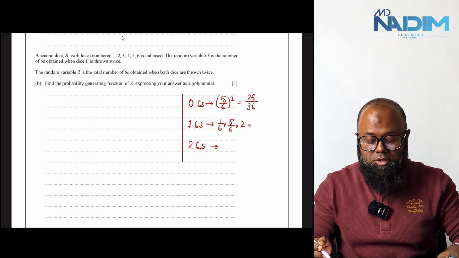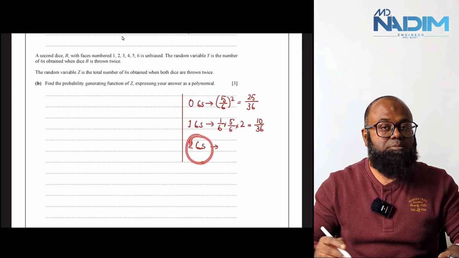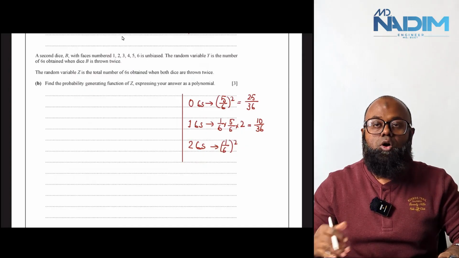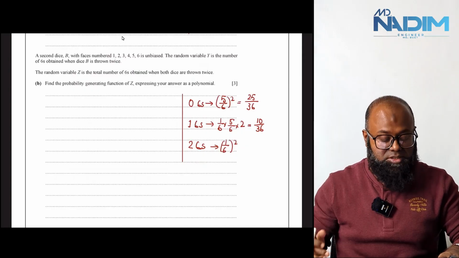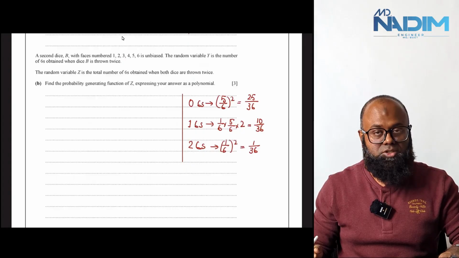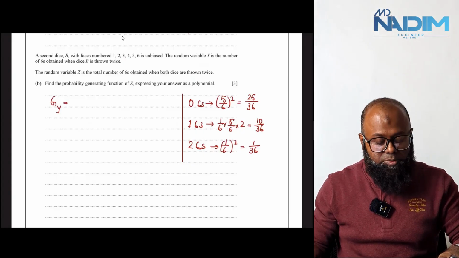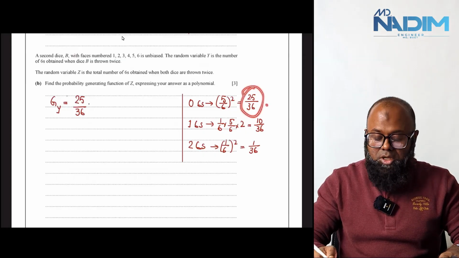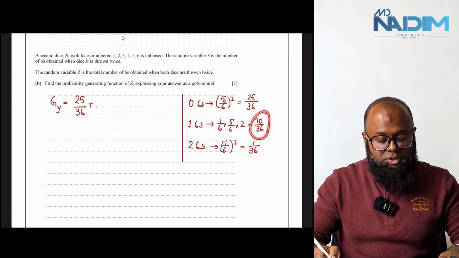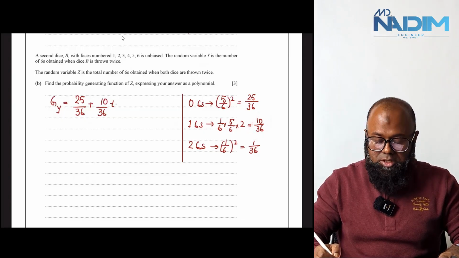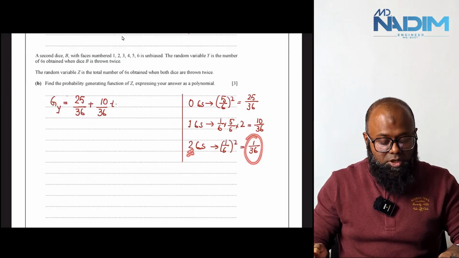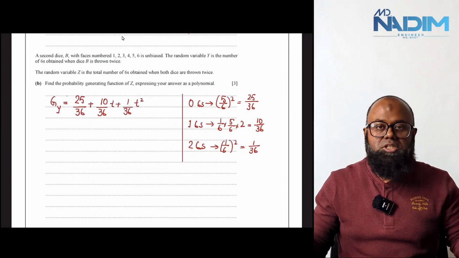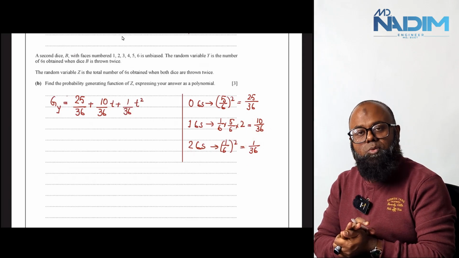There can be 2 possible combinations, and 2 6s, that means (1/6) whole square, or 1/6 times 1/6, that gives me 1/36. So what would be the probability generating function? 25/36 t to the power 0, 10/36 t to the power 1, and 1/36 t to the power 2. So this is all about the probability generating function of y.